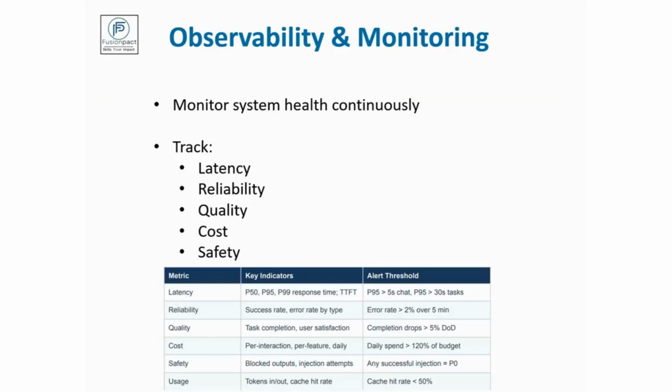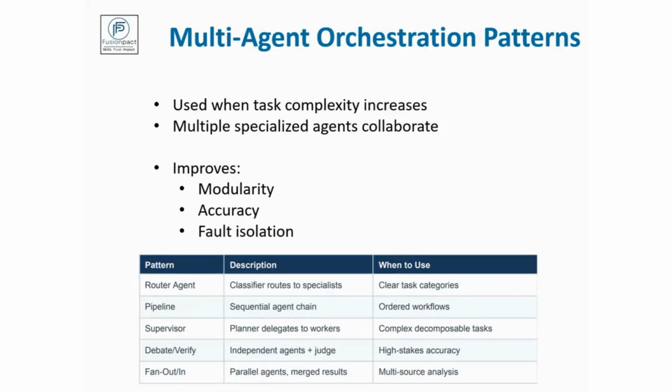Observability and monitoring. Monitor system health continuously and track latency, reliability, quality, cost, and safety. Here's the table of key metric indicators and the alert thresholds for latency, reliability, quality, cost, safety, and usage.